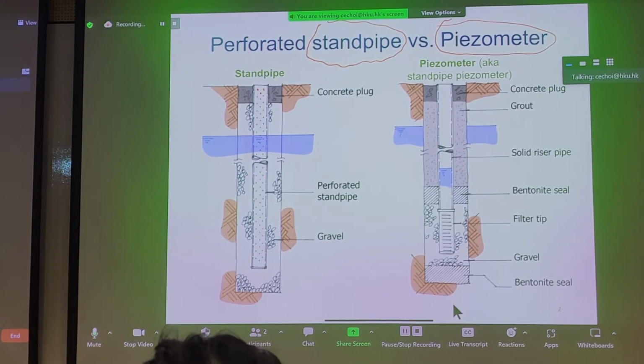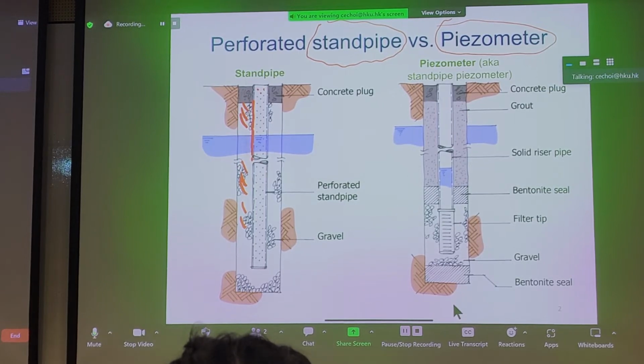Notice that typically we install this perforated standpipe surrounded in a pervious gravel layer, which is purely for filtration purposes. More often than not, we often line the perforated pipe with some sort of geotextile to minimize infiltration of fines into our standpipe. We'll talk about how to use a standpipe, how it looks like, and also a piezometer in the following slides.